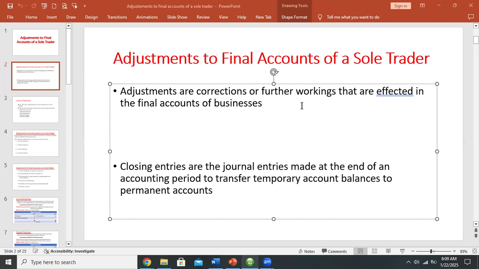Please, I'd like to ask, this adjustment to the final account of a sole trader, is it going to be done by the accountant or the sole trader himself? It's going to be done by the accountant. If the sole trader is the one preparing the accounts, then he or she is the one going to do it. But this is the work of the one preparing the accounts. So if the sole trader himself or herself has knowledge in accounting and can do it, why not? If not, he or she may employ an accountant to do that.